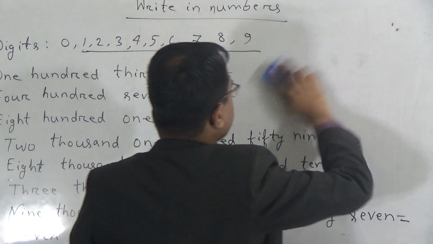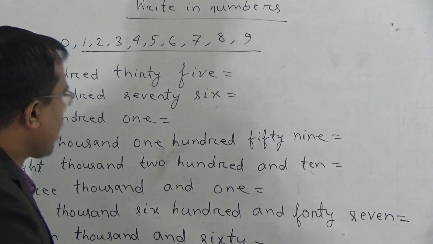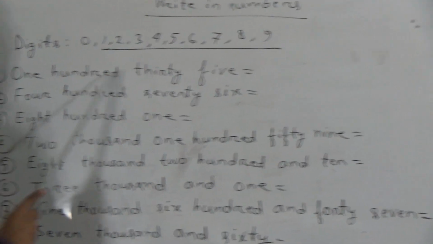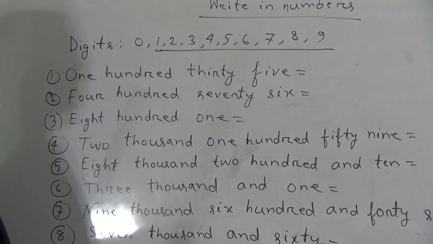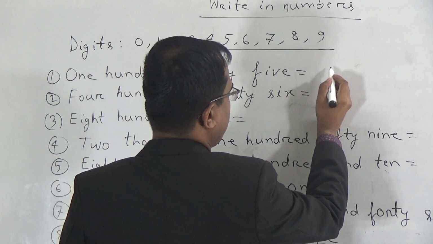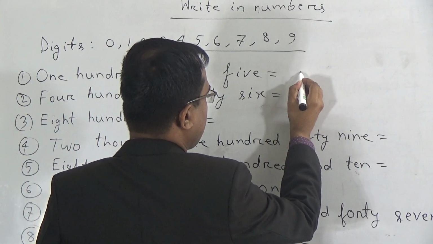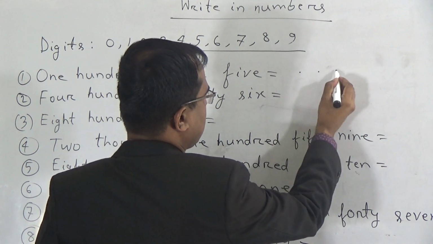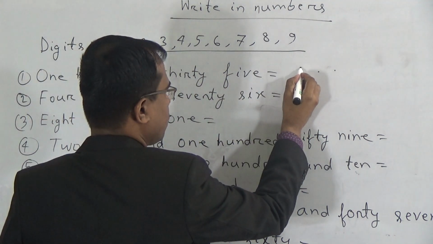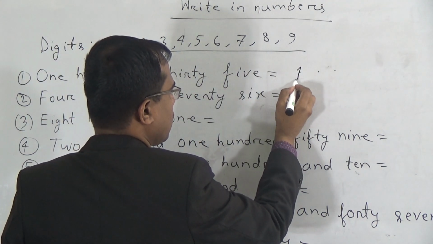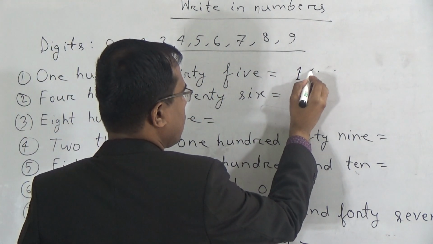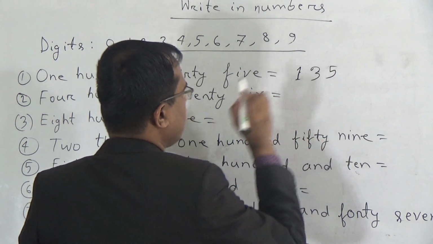Okay, dear students, now we will write these numbers using the symbols. Here the first number is 135. So here the highest place is hundreds place. So we have to take a total of 3 places. This is hundreds place, this is tens place, and this is ones place. In hundreds place we have to write 1 because 100. Now 35, that means 3 will come in tens place and 5 will come in ones place.